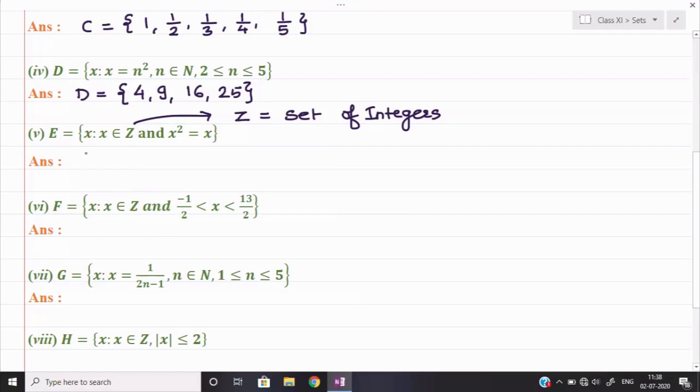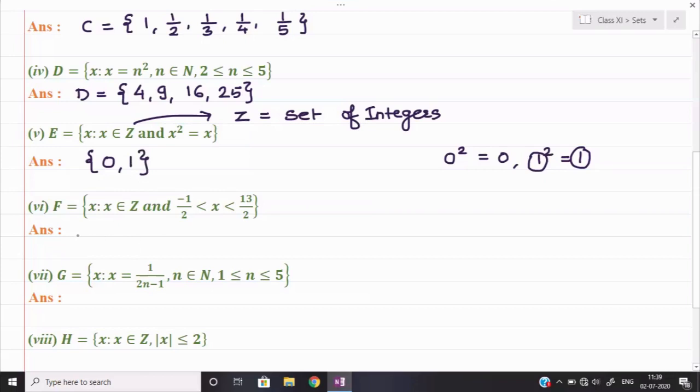I think the first element is 0, because the square of 0 will be equal to 0 itself. The second value is 1, because the square of 1 is equal to 1. Observe here 1 and here also 1; it is coming the same. We can't take minus 1. Minus 1 squared will be equal to 1, but minus 1 and 1 will not be equal. So two elements will come, 0 and 1. Their squares will be equal to themselves.